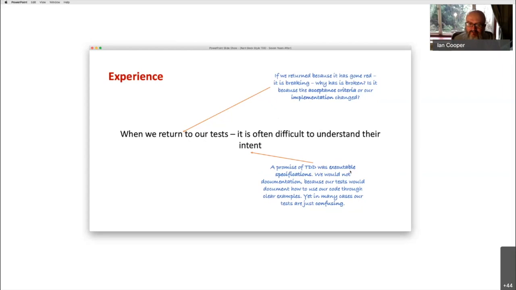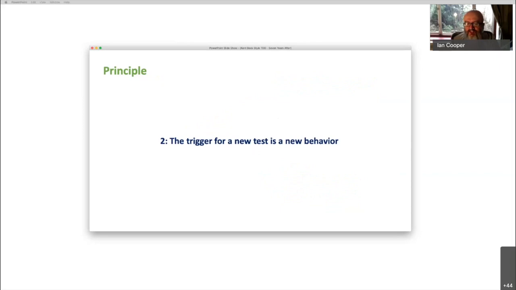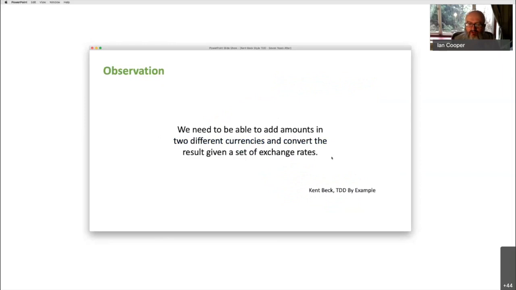All right. So from the dawn of TDD, this has been the actual statement that was made. The trigger for a new test is a new behavior. From the dawn of TDD, that has been basically what TDD has been about. This is an example in Kent's book of what you are testing. We are testing that we need to be able to add amounts in two different currencies and convert the result given a set of exchange rates.